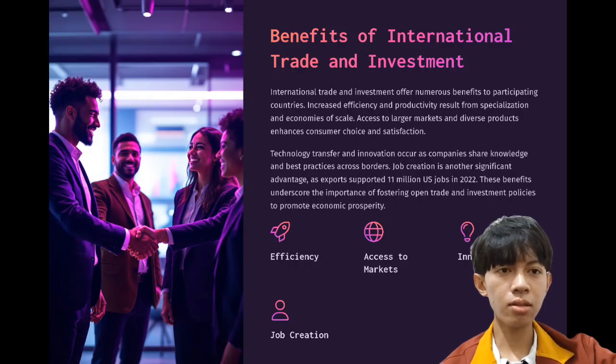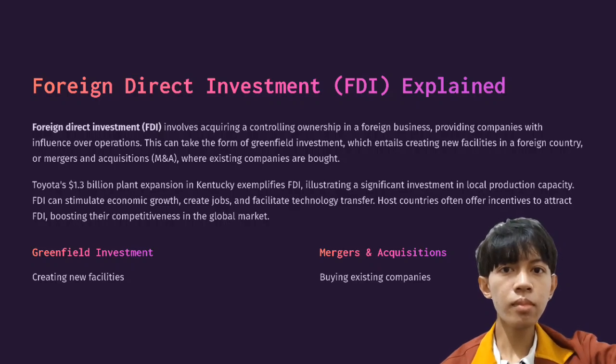For instance, China's abundance of labor gives it a comparative advantage in labor-intensive industries like textiles. These theories provide frameworks for understanding why countries engage in trade and how they benefit from specialization and exchange. Absolute advantage is about specializing in what you do best. Comparative advantage focuses on opportunity cost, while Heckscher-Ohlin says factor endowments drive trade.